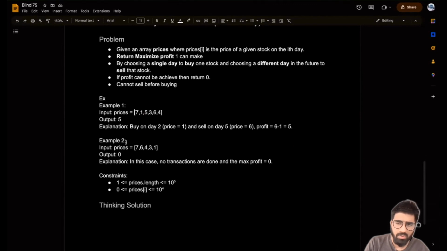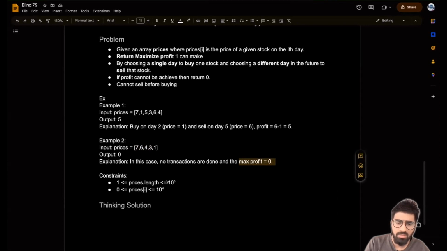Okay, now going to the second example. In this we have the numbers 7, 6, 4, 3, 1. Here we see the prices keep on decreasing. So irrespective of which day we buy, the next day the price is dropping from the day before. So we will never be able to make a profit with this data. That's why our max profit here would be 0.